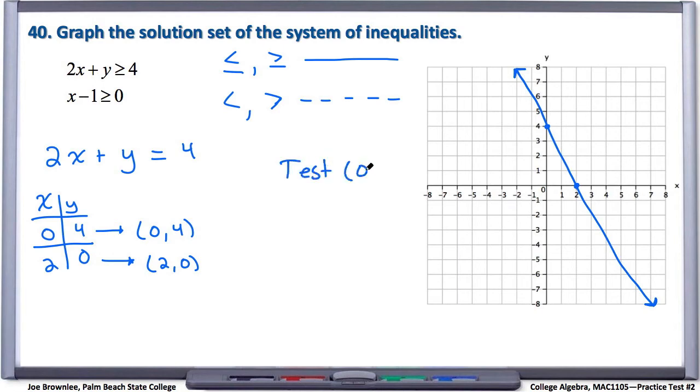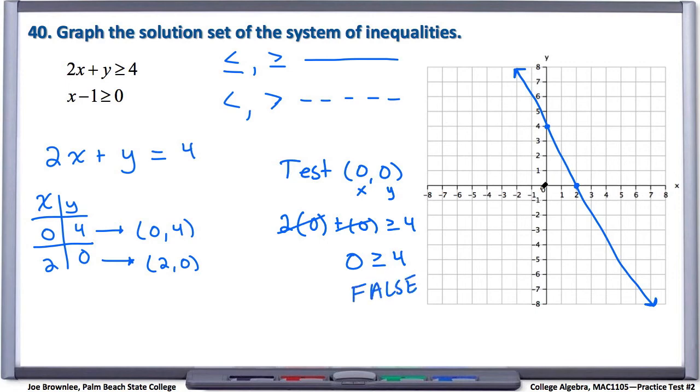So let's test 0, 0. And what we're going to do is take this point, this x, y, plug it into the original inequality that we were given and see whether or not we get a true statement. So if we plug it in, we have 2 times 0 plus 0 is greater than or equal to 4. Well, 2 times 0 is 0, that goes away, plus 0, that goes away. So on the left-hand side, we're simply left with 0 is greater than or equal to 4. Is this a true statement? Is the number 0 greater than or equal to 4? No, that's not true. That's false, right?